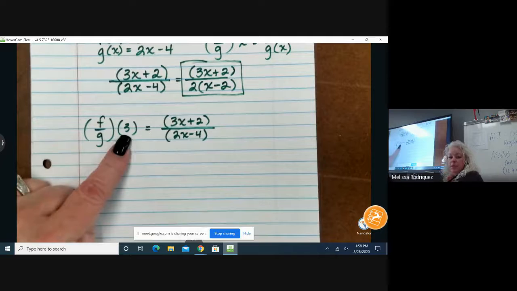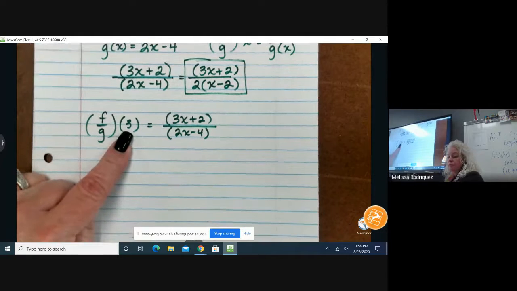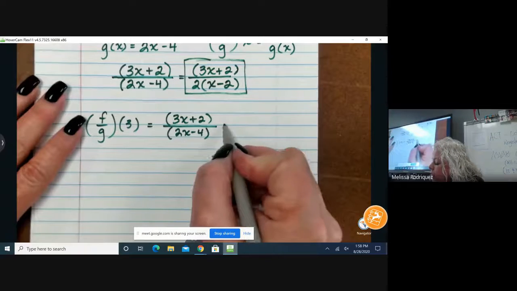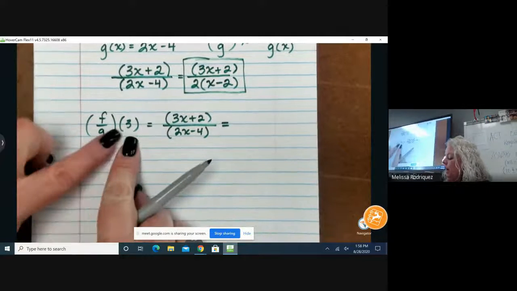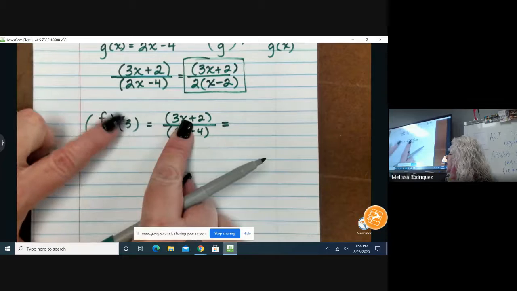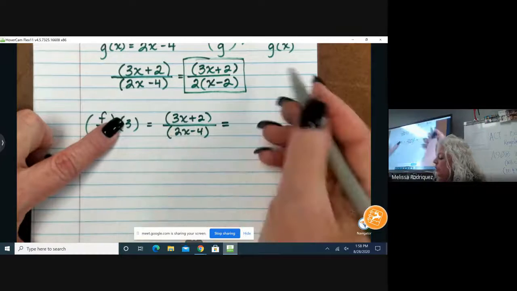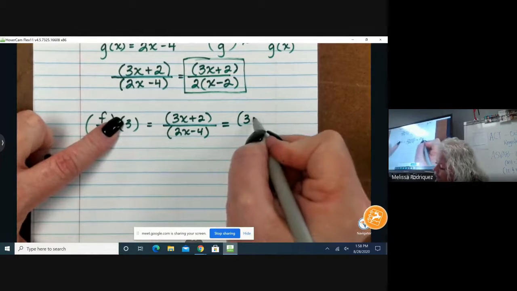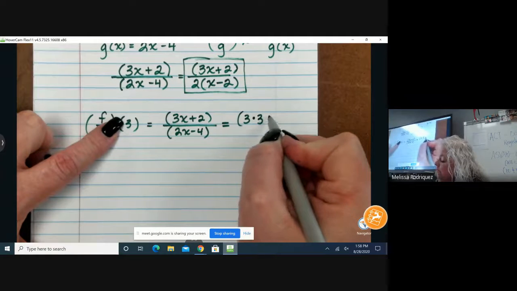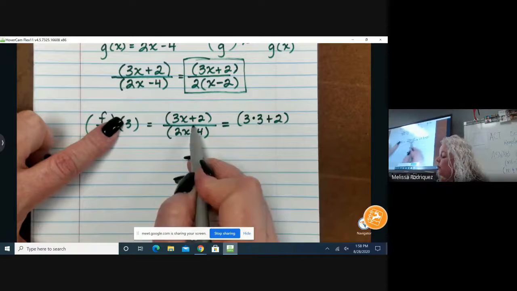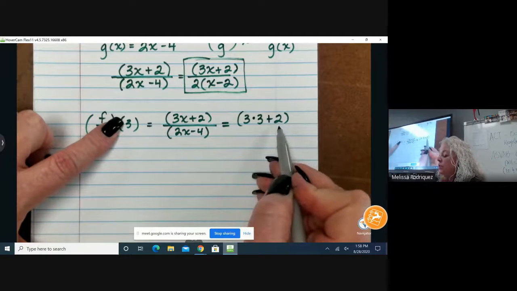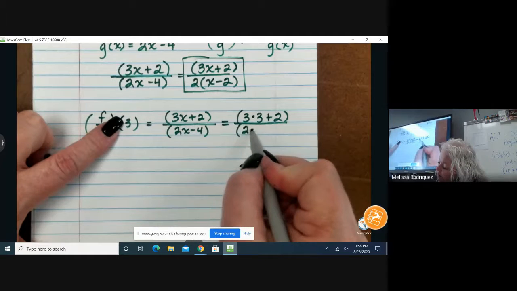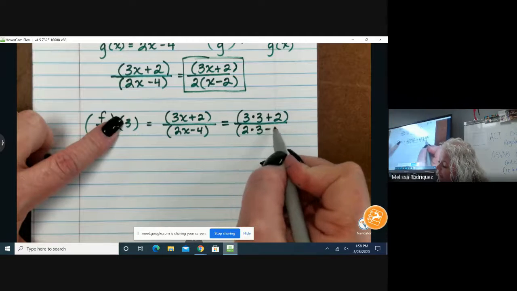Now, what does this 3 mean to do? Put it in for the x, right? So let's go ahead and rewrite. Everywhere I see an x, I'm going to replace it with a 3. So this is going to be 3 times 3 plus 2. That's the top. Everyone know where I got all the numbers? On the bottom, what am I going to get? 2 times 3 minus 4.